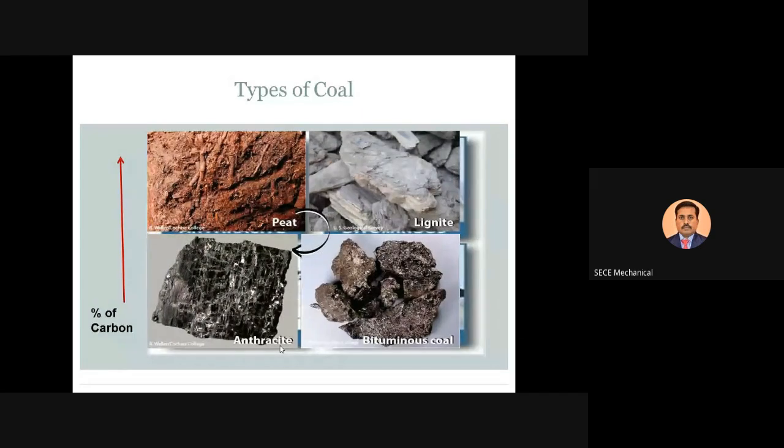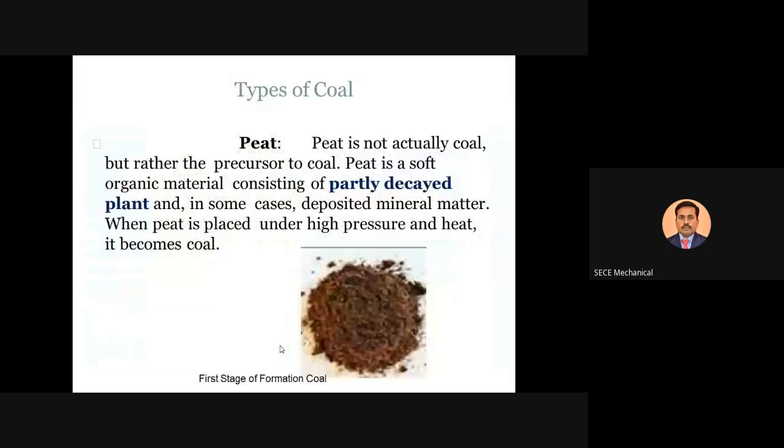So you have to prepare the coal. For that, you have to use coal dryers. Okay, right. First, we will see the peat. So what does peat mean? Peat is one type of coal.